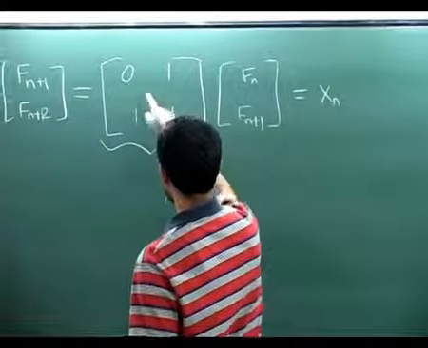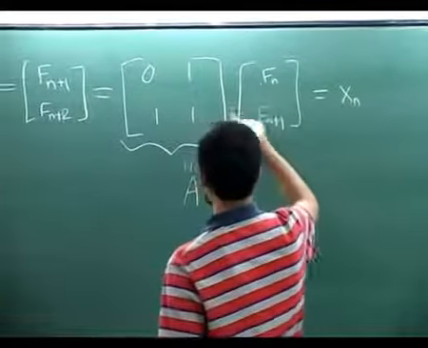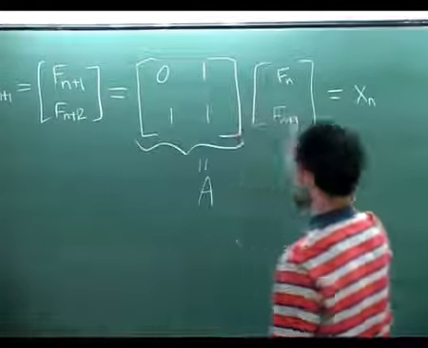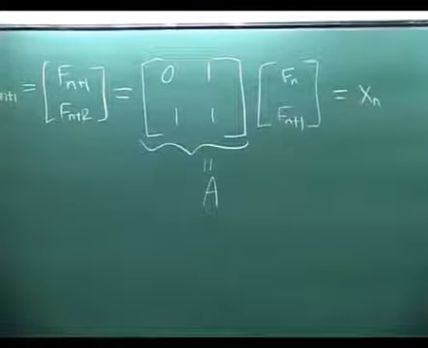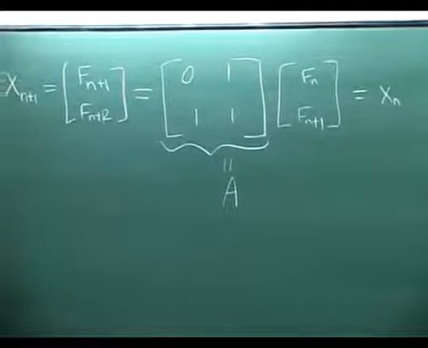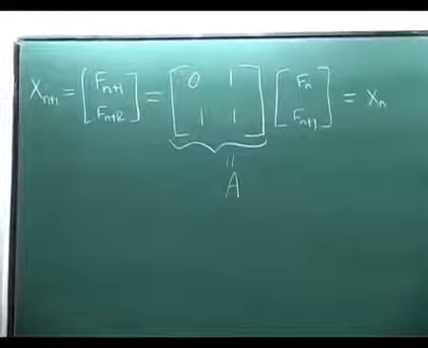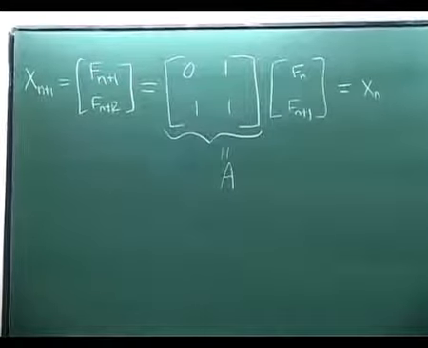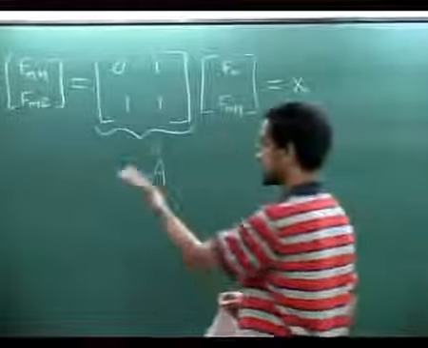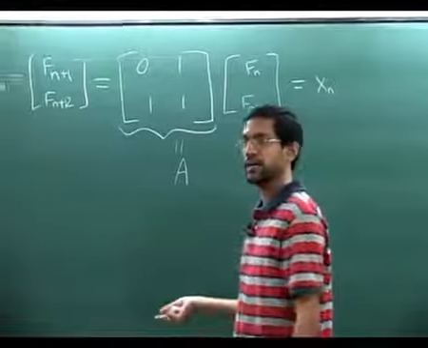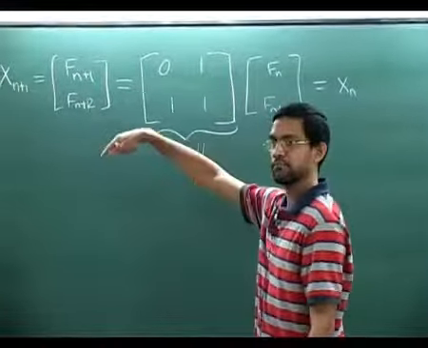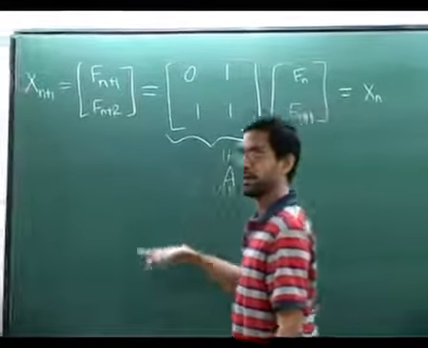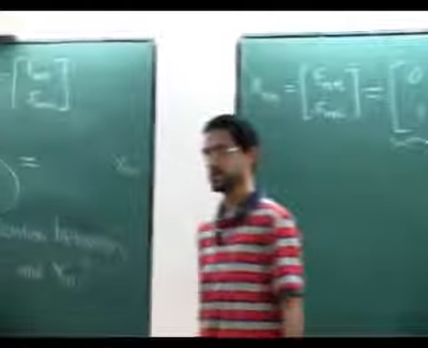So observe, why did we get this? 0 into 1, fn plus 1 is just fn plus 1, and fn plus 2 is fn plus 1 plus fn. So we have just used the given data to construct this. Okay, so what is the advantage of having done it this way? This is also a recurrence relation. What is it doing? It is relating the n plus 1th term to the nth term, right? In what way is it better than the previous recurrence?